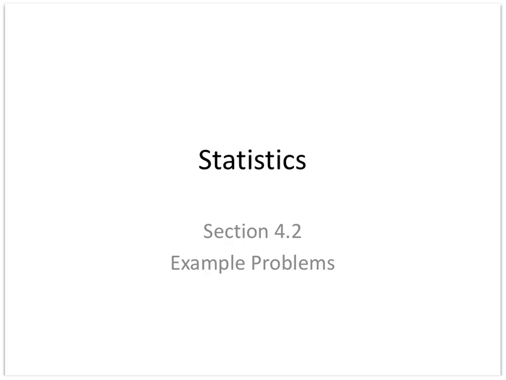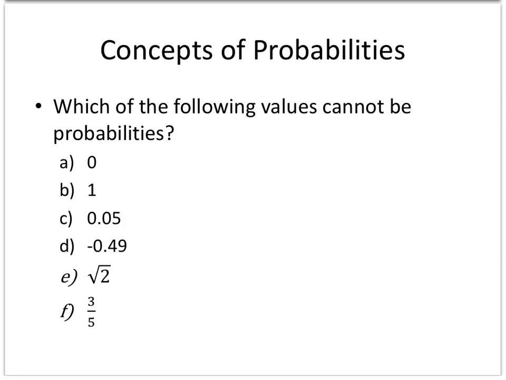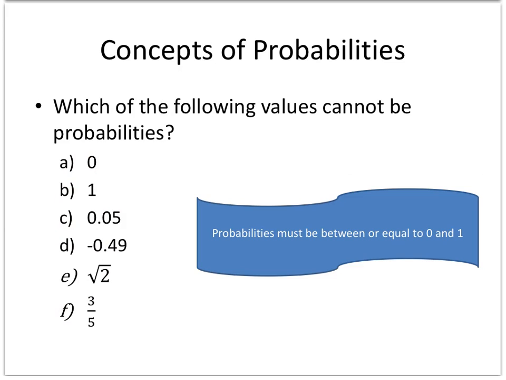Alright, here's section 4 example problems, where now we're getting into probability. This question says, which of the following values cannot be probabilities? We have all these different numbers here. The key is to realize that a probability must be a value between 0 and 1. So it can be any value in between, and it can include 0 and 1.